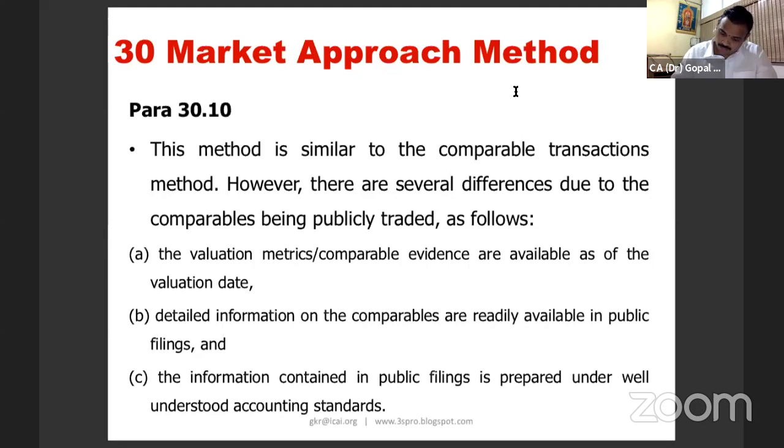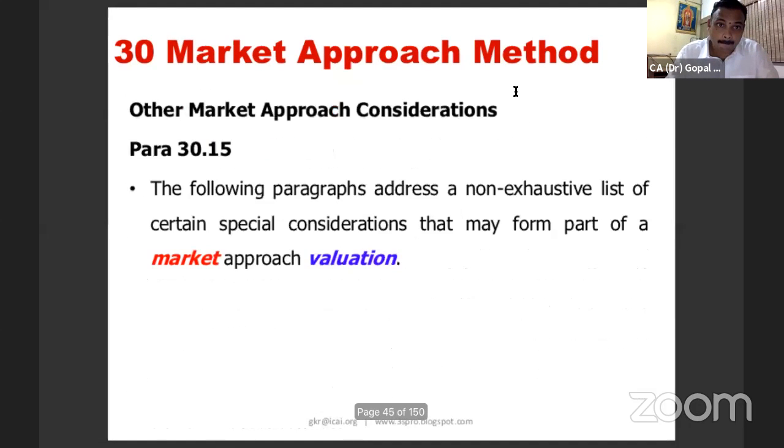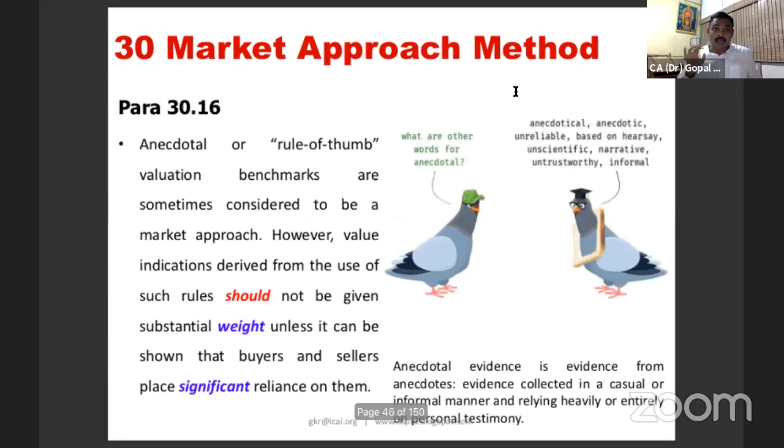Now I'm taking you to para 30.15. The following para addresses a non-exhaustive list. Please be very careful, it is only a non-exhaustive list of certain special considerations that may form part of the market approach. Special considerations. So what is number one? Anecdotal. Anecdotal is one of the additional methods. This is actually a market approach method. Anecdotal or rule of thumb valuation benchmarks are sometimes considered to be a market approach. Sometimes. Now, what is meant by anecdotal? Unreliable, unscientific, narrative, untrustworthy, informal.